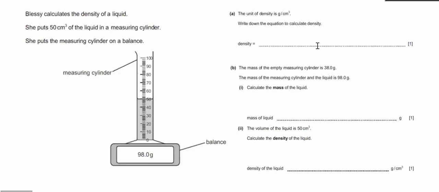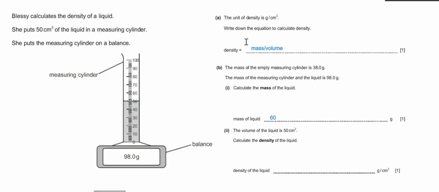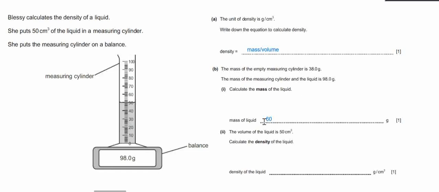10 seconds from now. Well, let's check out the answer, guys. So density is mass divided by volume, so mass over volume. Next, question B. Question B is a bonus question, and the answer reveals the mass of the liquid is 60.